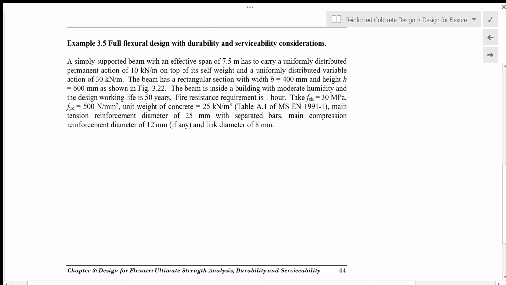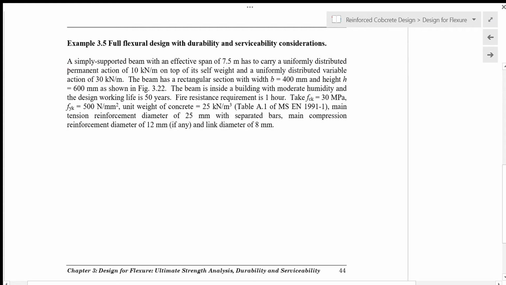In this video, I'm going to give you an example on how to do the fracture design for a beam with durability and serviceability considerations in reinforced concrete design.